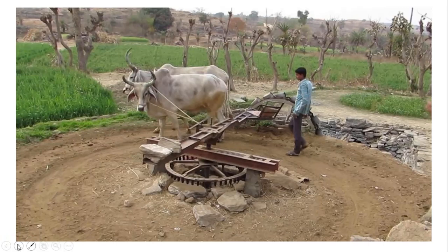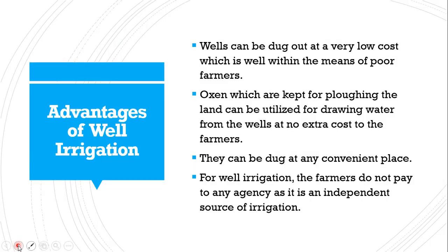So in the exam they will ask you only the definition part of it, but still we should know the different means of taking out water, because well irrigation is generally a lot of manual work rather than mechanical or technology-based. So what are the advantages of well irrigation?